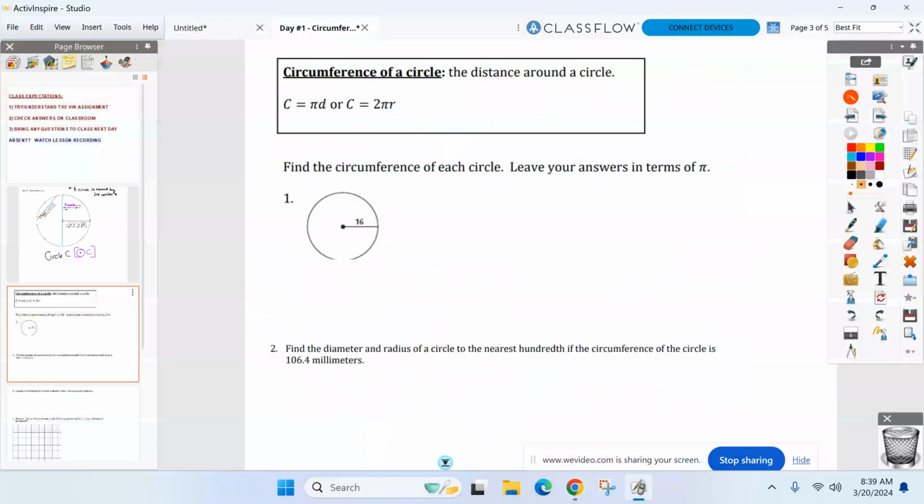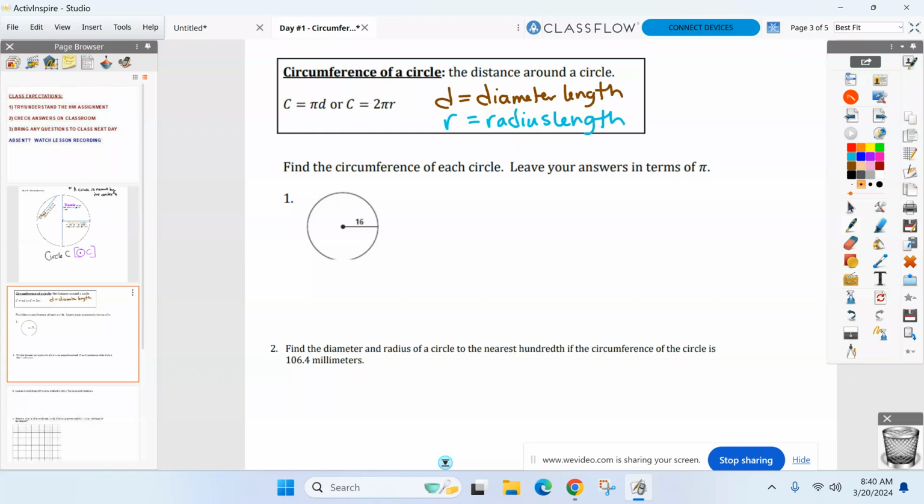D for something we've already talked about. Diameter length. So I plug in the diameter length for D. That's the one I'll be using in class. If you prefer the other version, please use it, which is C, circumference, equals 2 pi r. R for radius length.